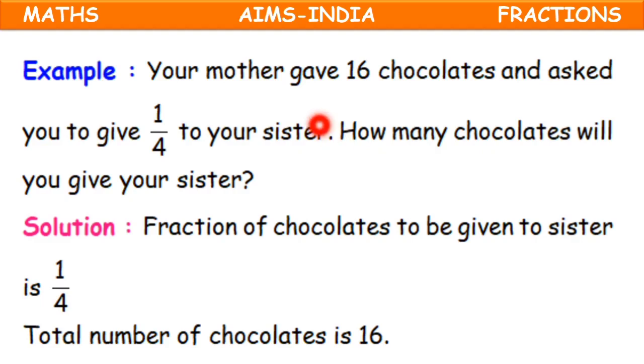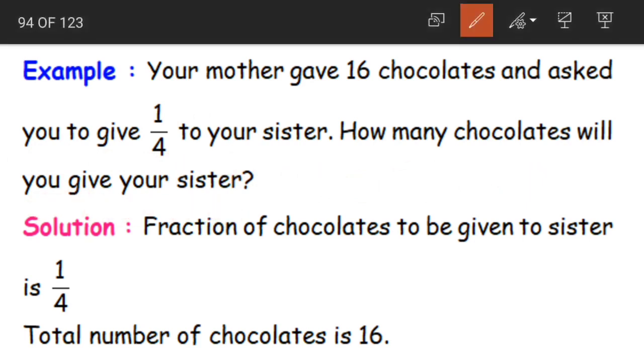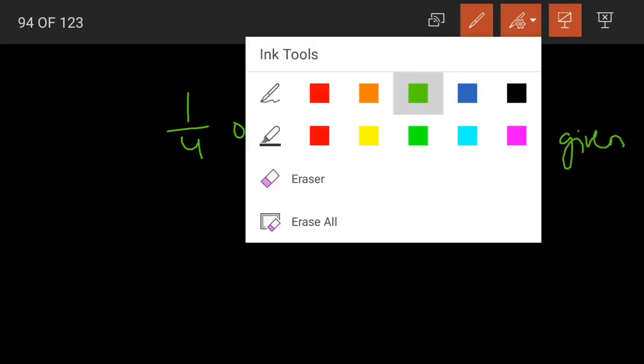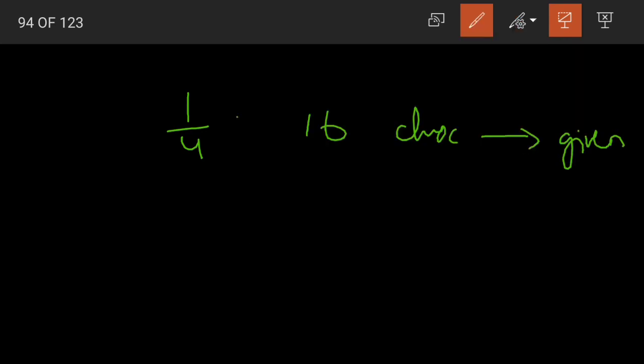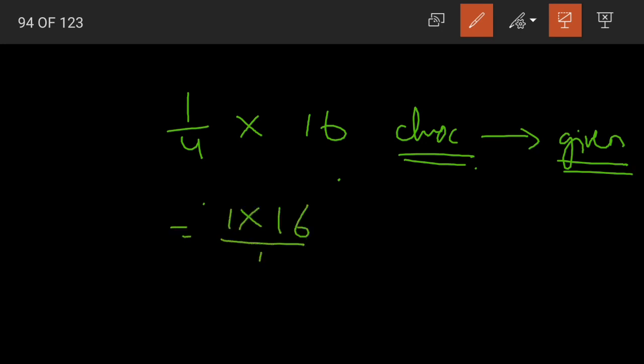Now coming to the next example: your mother gave 16 chocolates and asked you to give 1 by 4 to your sister. How many chocolates will you give your sister? Now from 16, I have to give 1 by 4. So 1 by 4 of 16 chocolates are to be given. If you remember, what did I say? Here, of is nothing but multiply. So 1 by 4 into 16 will be the number of chocolates that I should give. 1 into 16 divided by 4.